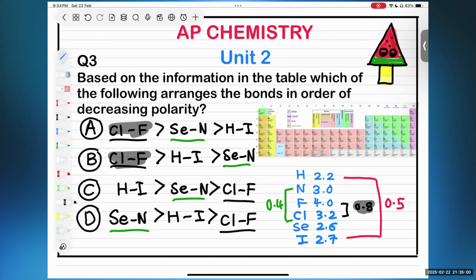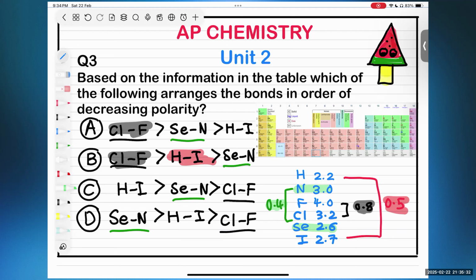The next one in the strength of the polarity is the 0.5 because this has the next value for the difference in the electronegativity. That's the bond between the hydrogen and iodide, which is here. And the weakest polarity is between the nitrogen and the selenium. Nitrogen and selenium has 0.4 only difference.